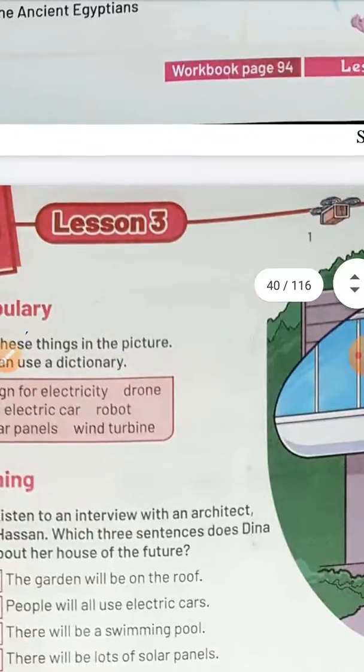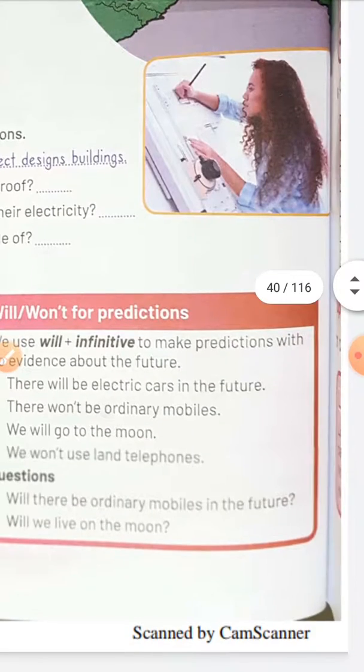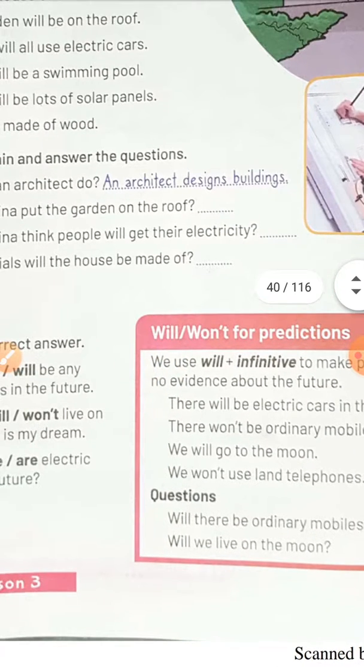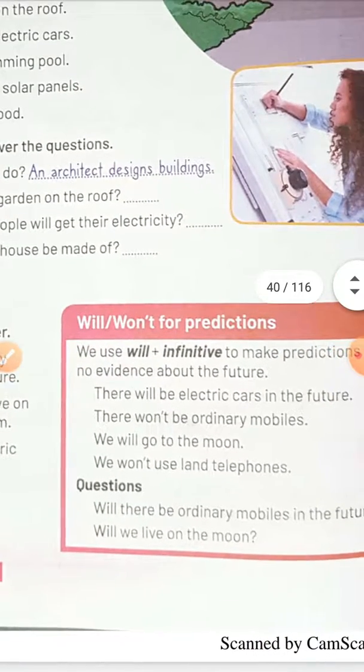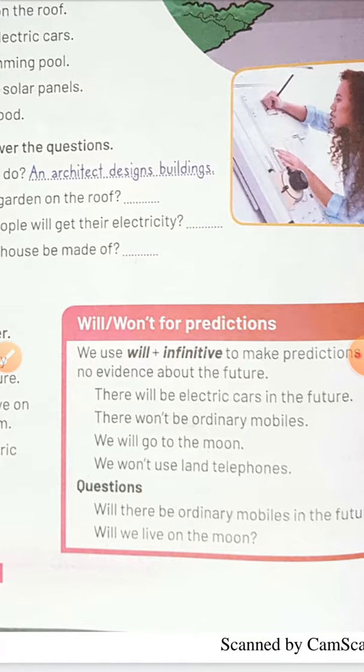Okay, I want you now to go with me to will and want for predictions. You remember the last unit when I told you about going to for planned and arranged actions? Now we use will or want plus infinitive to make predictions with no evidence. Okay?